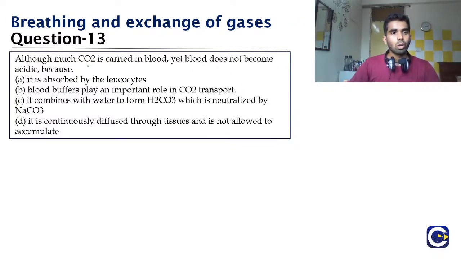Although much of the carbon dioxide is carried in blood, yet blood does not become acidic because option A, it is absorbed by the leukocyte. Option B, blood buffers play an important role in carbon dioxide transport. Option C, it combines with the water to form bicarbonic acid, which is neutralized by the sodium bicarbonate. And option D, it is continuously diffused through the tissues and it is not allowed to accumulate. Okay, so yes, it is very true.